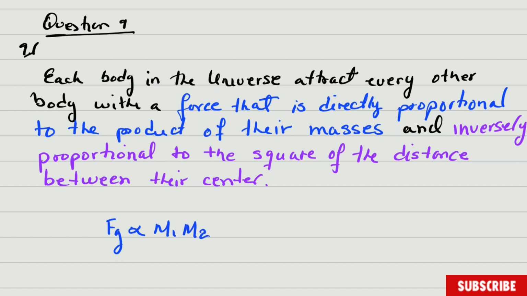This is in symbols, but you cannot say it in symbols, okay? And inversely proportional to the square of the distance between the centers. Here, the gravitational force is inversely proportional to the square of the distance between the centers. We can use small r or big R, it doesn't really matter. Let's write a big R here, squared. And this is the law of universal gravitation in words.